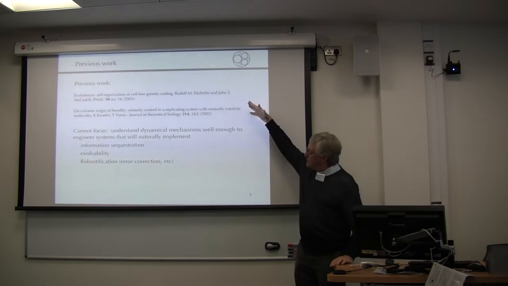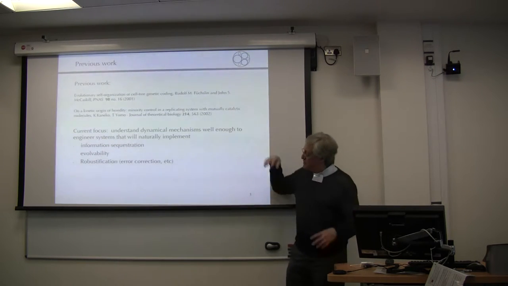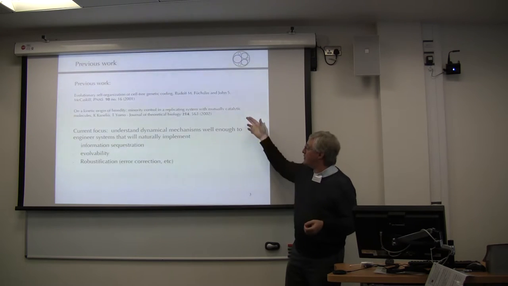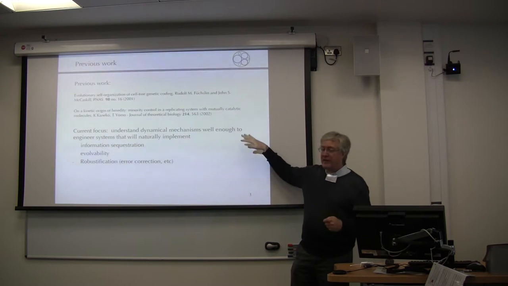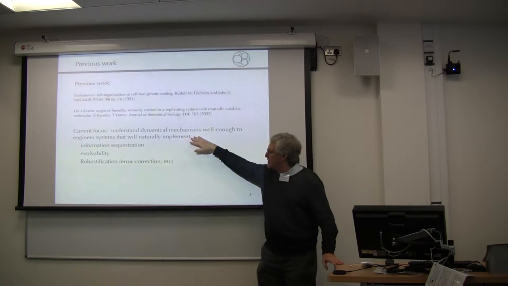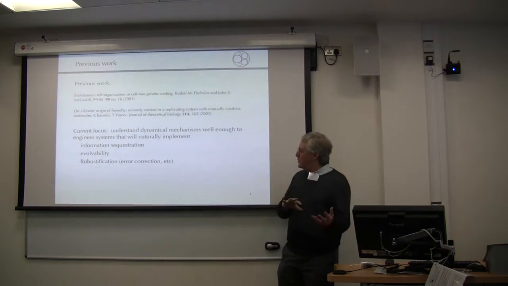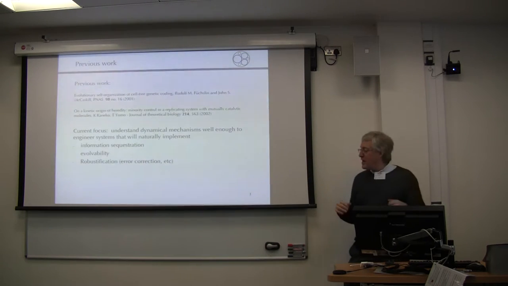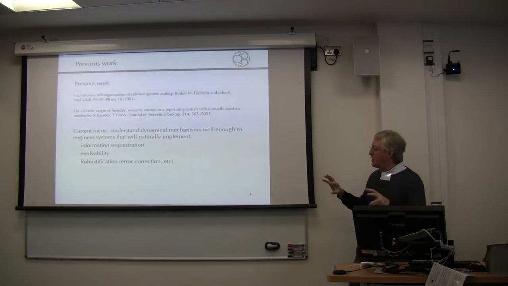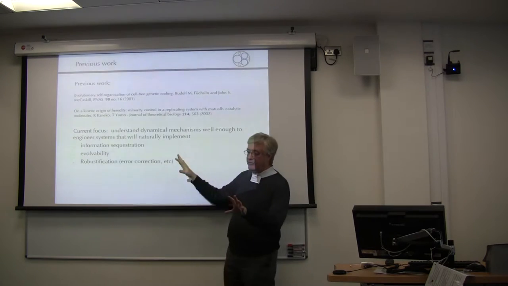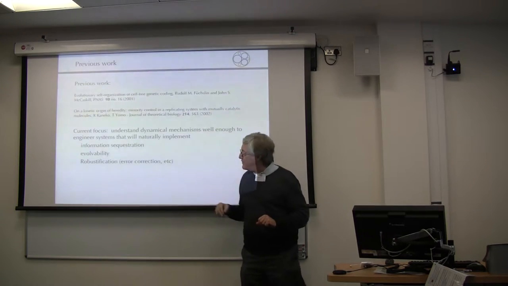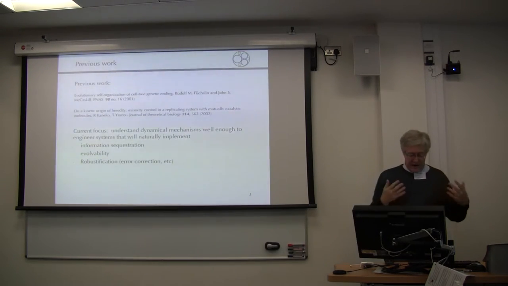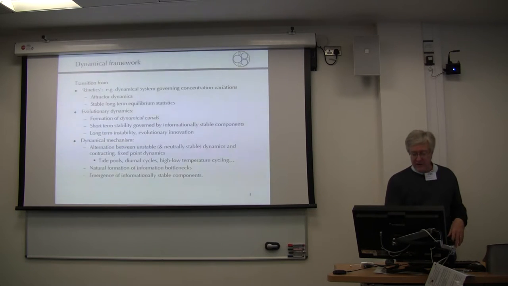And these have various perspectives. The first one is a kind of catalyzed replicator system, and the second one is an autocatalytic network model. My focus is a little bit different than these two. In particular, I'm trying to understand dynamical mechanisms that will actually allow us to study a transition in enough detail so that we can actually see the emergence of evolvability from a non-evolving system, through a process of information sequestration and a process of robustification, error correction, etc.